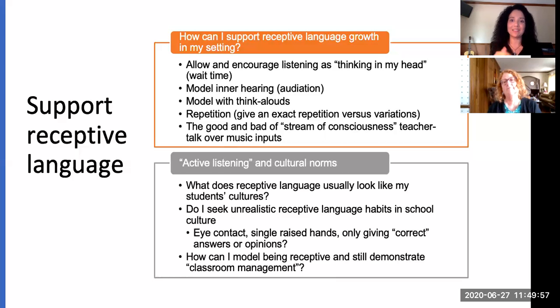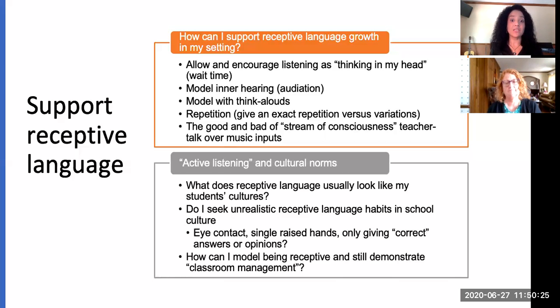And again, going back to this idea of modeling inner hearing, modeling good listening behaviors, where you're allowing the students to see you really attending to the music and how they should be doing that, also in the setting that you have provided for them. Then along those same lines, we want to be thinking about active listening behaviors and cultural norms that are going to be existing. Thinking about school as a culture, and also home cultures, social identities, and the ways in which the students move through various spaces.